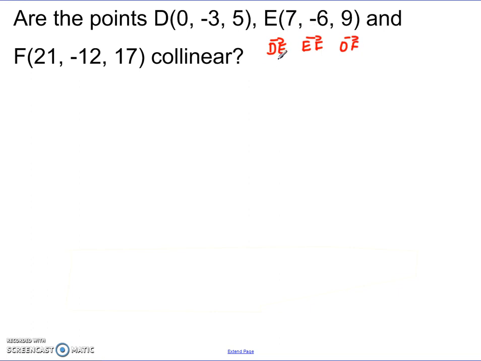They need to be parallel to each other, i.e. a scalar multiple of each other. And they also have to share a common point. If they satisfy both of these conditions, all 3 points are collinear. So let's have a look at this one then.